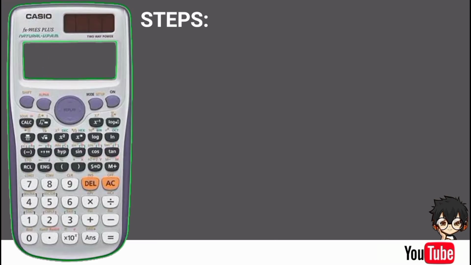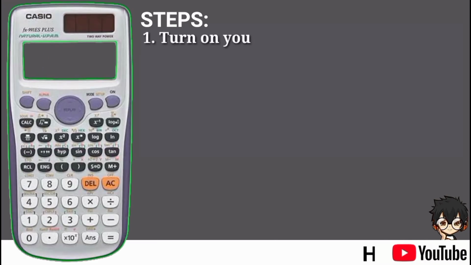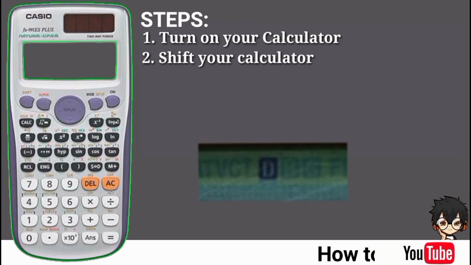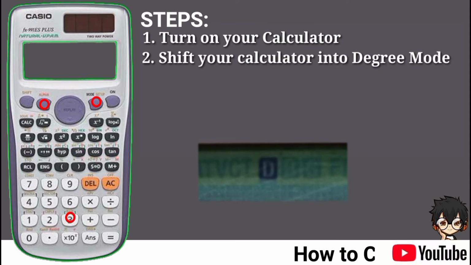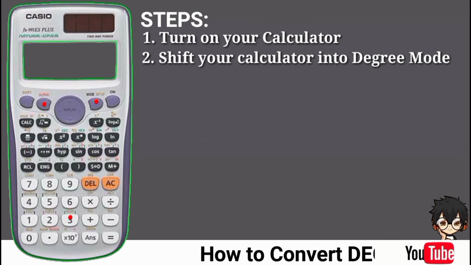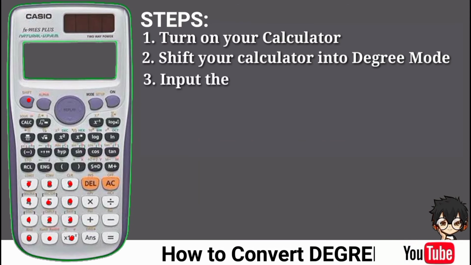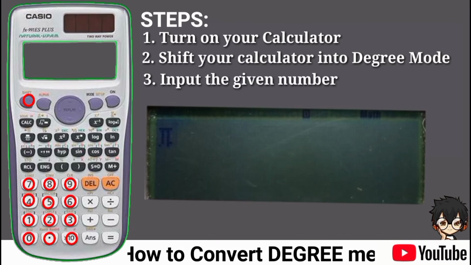Here are the steps in converting radian into degrees using your calculator. Step 1. Turn on your calculator. Step 2. Make sure that your calculator is in degree mode. If your calculator is not in degree mode, shift your calculator into degree mode. Step 3. After shifting, input the given. Let's take pi as an example.